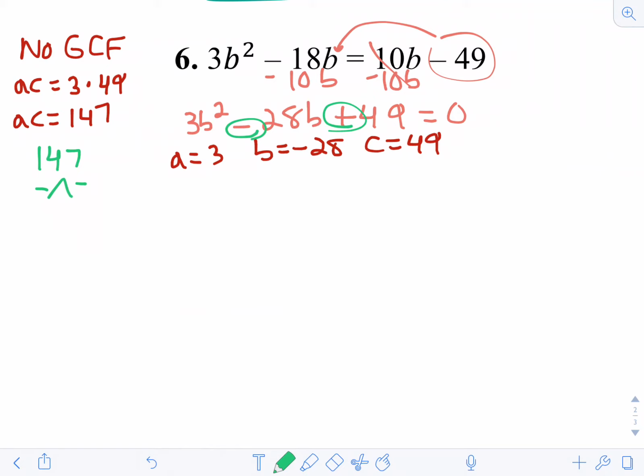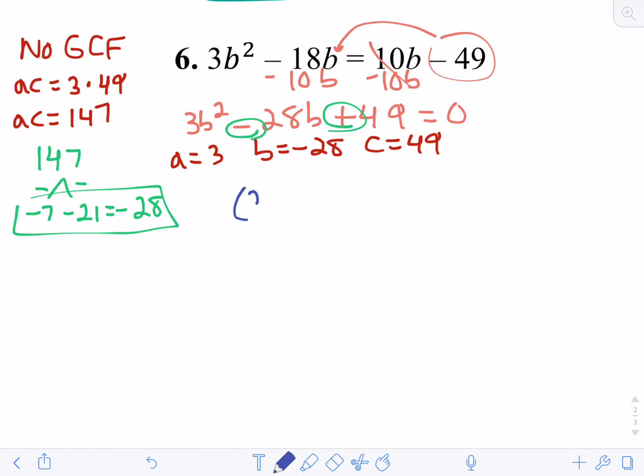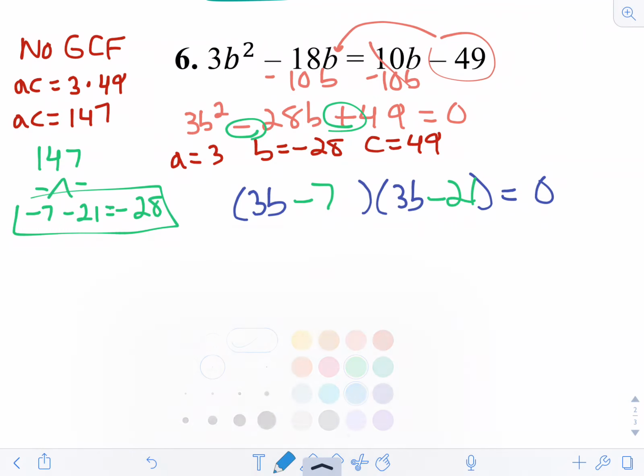Just to save some time, we can do negative 7 and negative 21 to give us negative 28, and that ends up being what you want. So you will have 3b plus or minus something, 3b plus or minus something is equal to 0, and we found those numbers: negative 7 and negative 21. Pull out whatever you can.